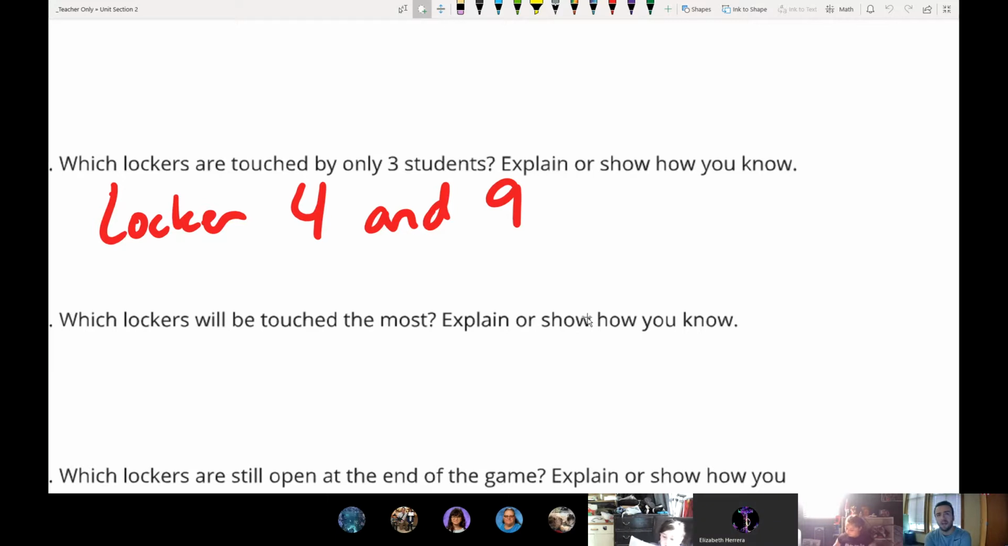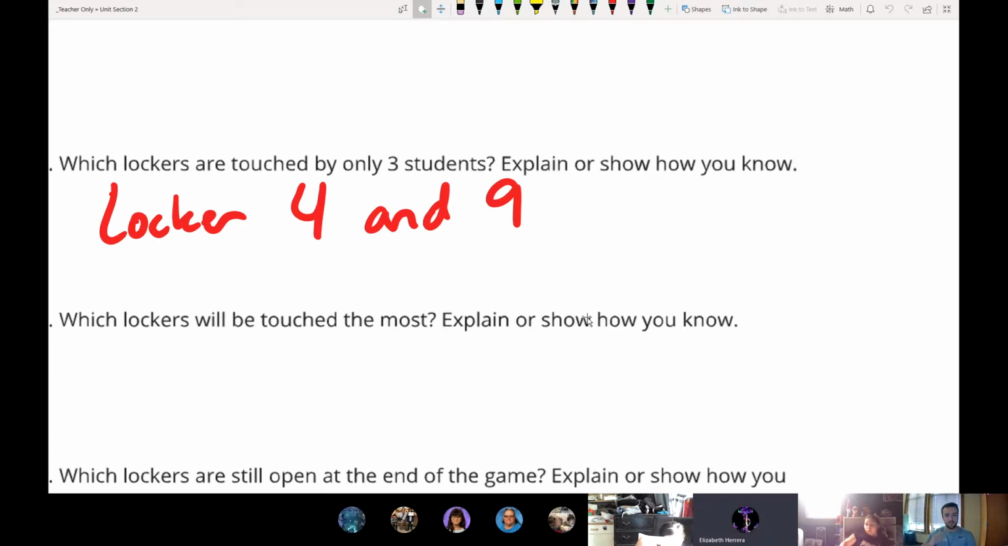Very complex, complicated game or problem that these kids were playing, right? Each kid touched a locker at different rates for different amounts and different lockers. So there's a lot going on here that we need to keep track of, right? So we need to be able to create a diagram that is easily readable, that we can come back to and get information from, so that if someone asked us, all right, which lockers are touched by only 3 students? We were able to do that because we made a nice, clean, clear diagram for us to use.